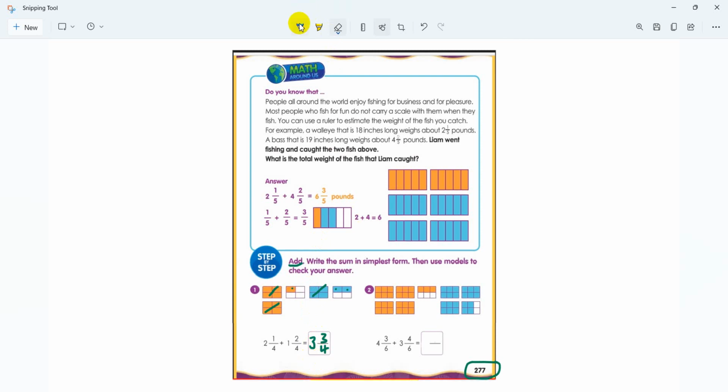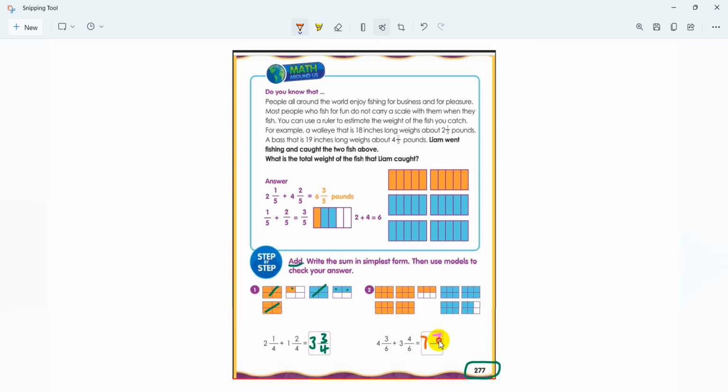Okay, number 2, we need to add 4 and 3 over 6 plus 3 and 4 over 6. Like we learned before, we add the whole numbers at first. 4 plus 3 equals 7. Then we add 3 plus 4 equals 7.